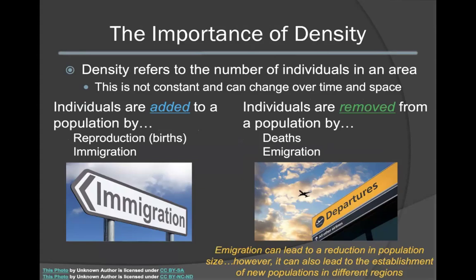Density refers to the number of individuals contained within an area. With respect to populations in the wild, density is not considered to be constant and can change over time as well as space. In general, individuals will be added to a population by reproduction through birth, as well as immigration. Individuals in general are removed from a population by death or by emigration. In general, emigration can lead to a reduction in population size. However, it can also lead to the establishment of new populations if they expand, colonize, and establish themselves in different regions.